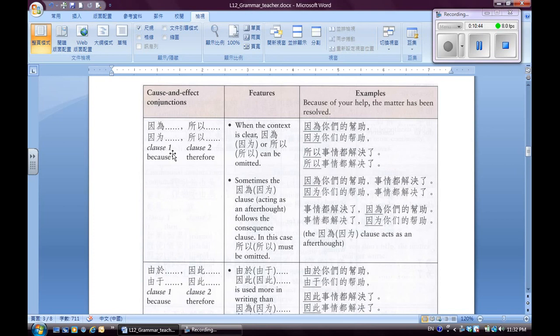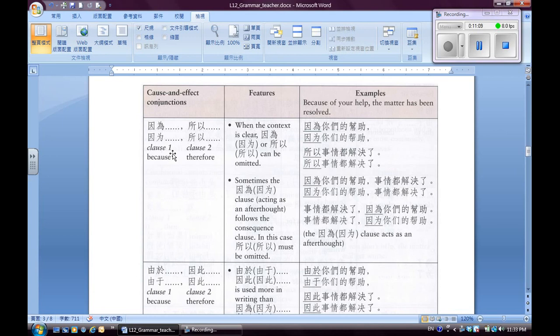First one, 他没来上课. He did not come to class. 因为 because 他生病了, because he is sick. So at the beginning, you do not put 所以. You just start the sentence. He did not come to class because he is sick.